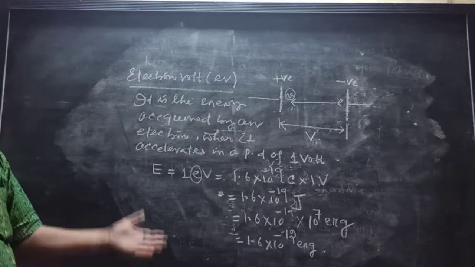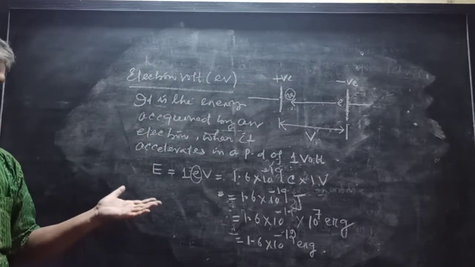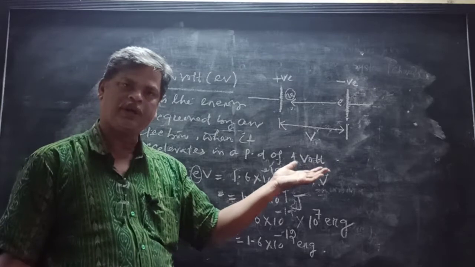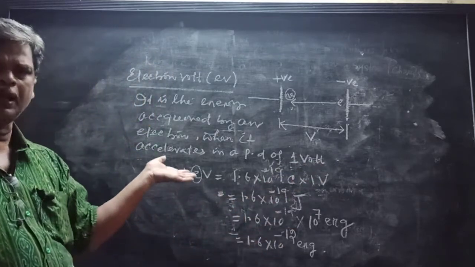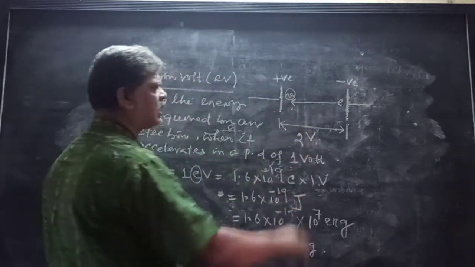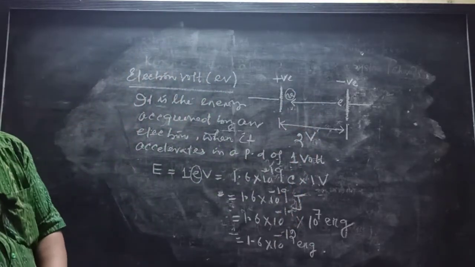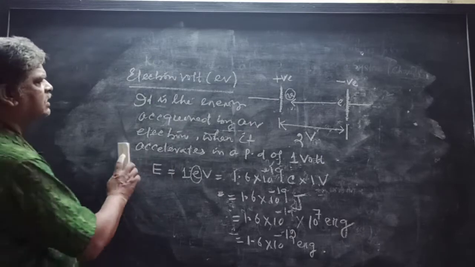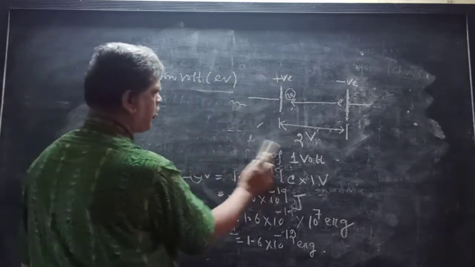If asked what is the energy of an electron if it accelerates in a potential difference of 2 volt, then we can simply say it is 2 electron volt. If it is 2 volt, then the energy is 2 electron volt. If it is 3 volt, then it is 3 electron volt. Clear?